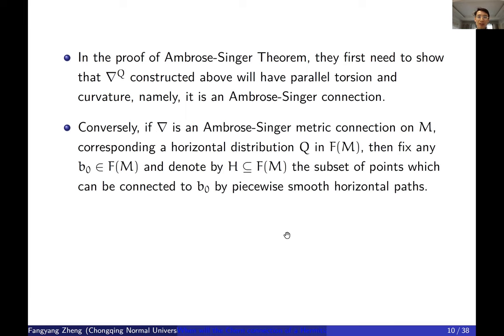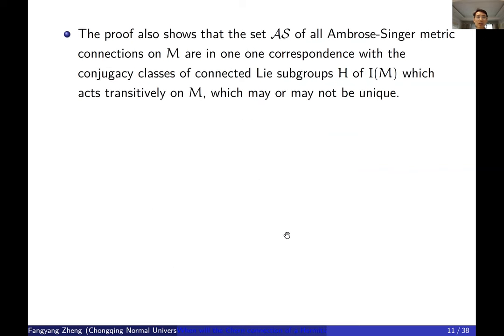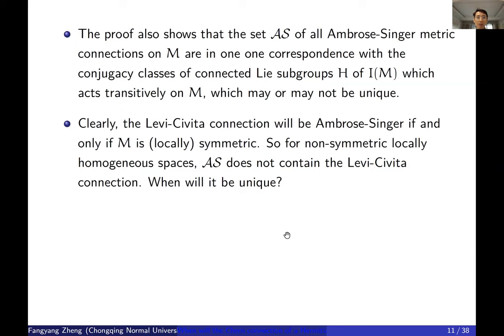For Ambrose-Singer, my understanding is that they basically wanted to generalize Cartan's theory. Cartan's theory characterizes locally symmetric spaces as those where the curvature is parallel, right? In our case there's no torsion, so just curvature. But that's for the Levi-Civita connection. So basically, they relaxed this. They said, if we replace the Levi-Civita connection by another metric connection, then what happens? They found that this describes exactly the homogeneous spaces.